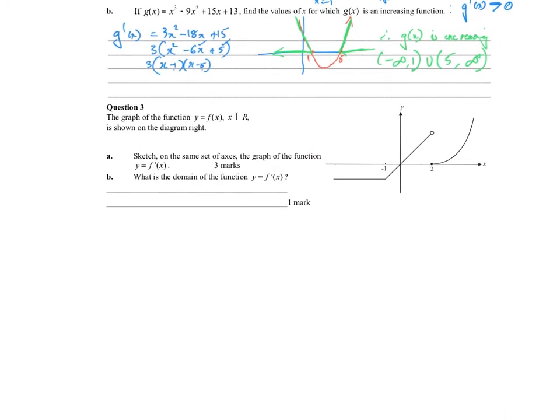Okay, final graph. Let's get a pen. The graph of f of x is given there, where x is an element of R, I think that says. Some of my symbols don't come out. Sketch on the same set of axes the graph of the function f dash of x.